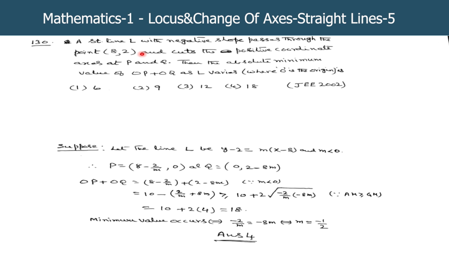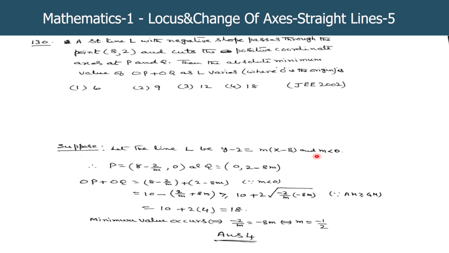A straight line L with a negative slope passes through the point (8, 2) and cuts the positive coordinate axes, meaning positive x-axis and positive y-axis, in P and Q. Then the absolute minimum value of OP + OQ, where O is the origin, as L varies. If L varies, P and Q vary, so OP + OQ vary. The options are 1) 6, 2) 9, 3) 12 and 4) 18. This is JEE 2002.